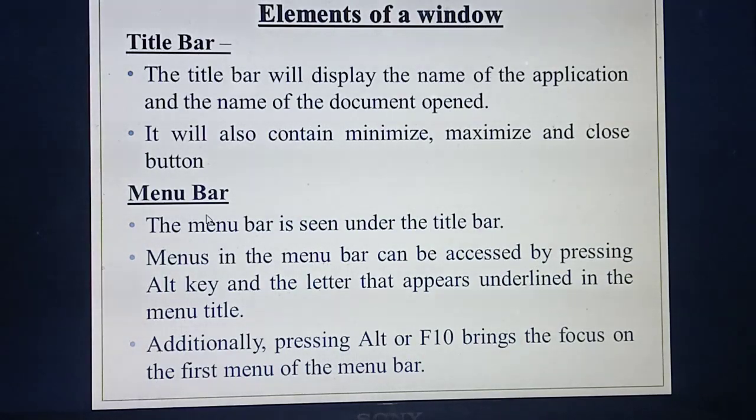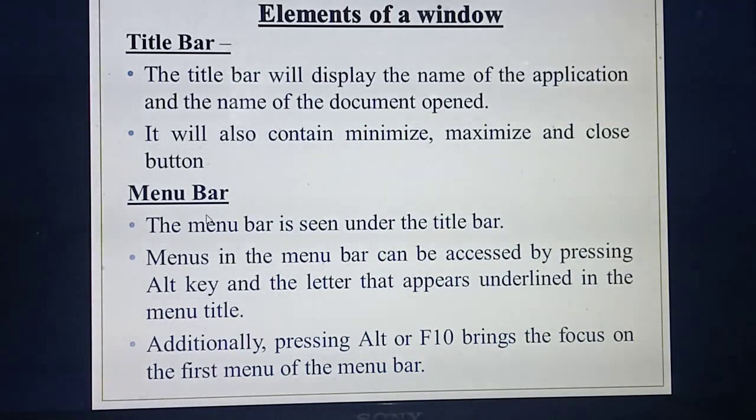Listen. Next one is the menu bar. First thing over, the next one is menu. Under the title bar, next to the title bar, that portion is called which bar? Menu bar. A lot of menus will be in the menu bar. To access the menus, you need to press the Alt key on your keyboard and the letters that appear underlined. There are a lot of menus: File menu, Edit menu, View, like this.